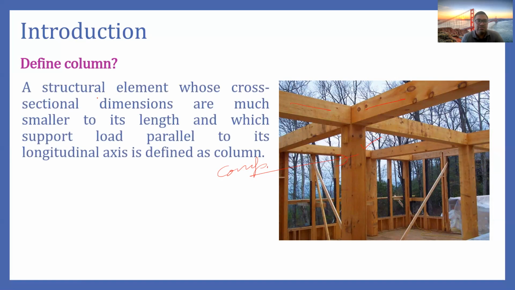As per definition, it says a structural element whose cross-sectional dimensions are much smaller than its length and which supports compressive load parallel to its longitudinal axis. I have described the longitudinal axis earlier also. For example, if this is the member, the axis along its longer side passing through the centroid will be known as longitudinal axis, and the axis perpendicular to the longitudinal axis will be known as transverse axis. We have discussed this in lecture 4 in the case of beam design. So that is the concept of longitudinal and transverse axis.